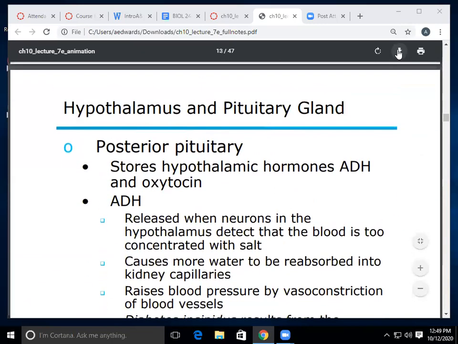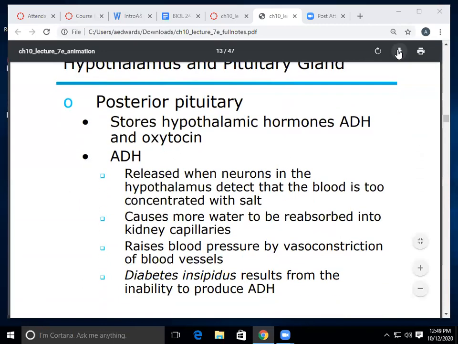Okay, let's talk a little bit more about the pituitary gland. The pituitary gland can be broken up into 2 sections. There's an anterior pituitary and a posterior pituitary. We'll start with the posterior pituitary. The posterior pituitary serves as a storage chamber for ADH and oxytocin that were made by the hypothalamus.